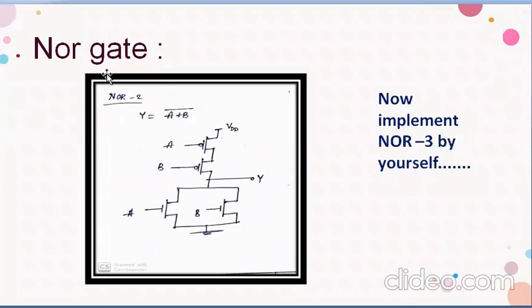Now, the 2-input NOR gate. The Boolean expression for the 2-input NOR gate is (A plus B) whole bar, and to perform OR operation, we connect the NMOS in parallel, and we just take the dual of the NMOS network to construct the PMOS network. So in this way, we are able to create our 2-input NOR gate using CMOS technology.